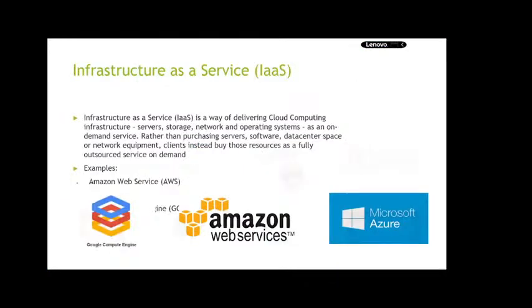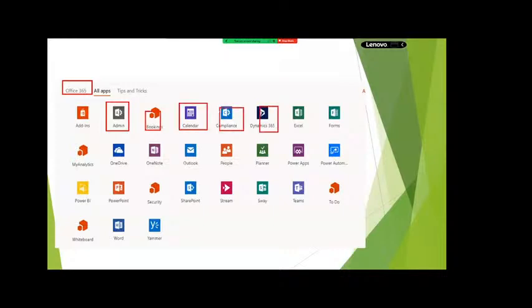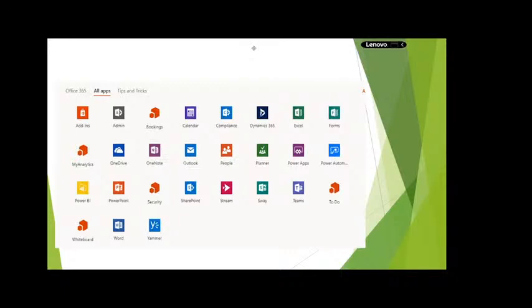Now admin, bookings, calendar, complaints, Dynamics, Excel, Forms, analytics, OneDrive, OneNote, next Outlook, People, Planner, Power Apps, Power Automate, Power BI. All these things are managed by Microsoft. You need not worry about managing these things. This is about what? Software as a Service. So this one slide is enough to differentiate between on-premises and cloud.